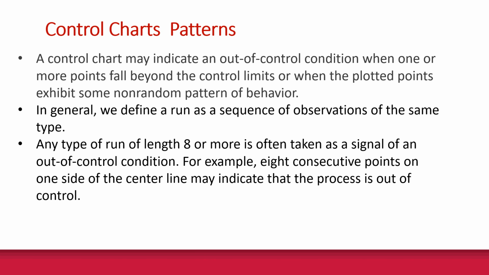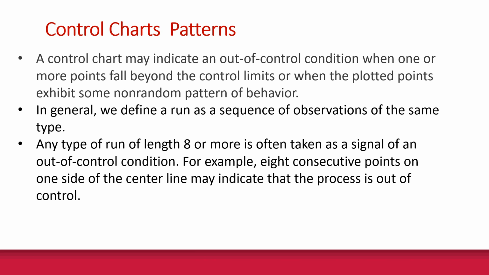Another thing with control charts is that you can have patterns that show up on them, and these may indicate an out of control condition when more and more points fall beyond the control limits, or when the plotted points exhibit some kind of non-random pattern of behavior. So even if all the dots are plotting within the control band between the lower control limit and the upper control limit, you can notice patterns there that you want to take advantage of to try to reduce the variability of the process. Typically, we define what's called a run as a sequence of observations of the same type.